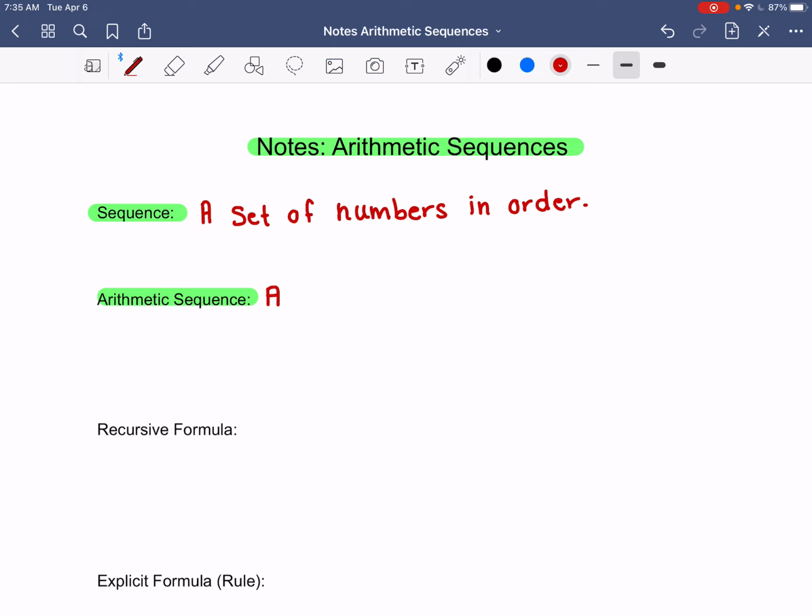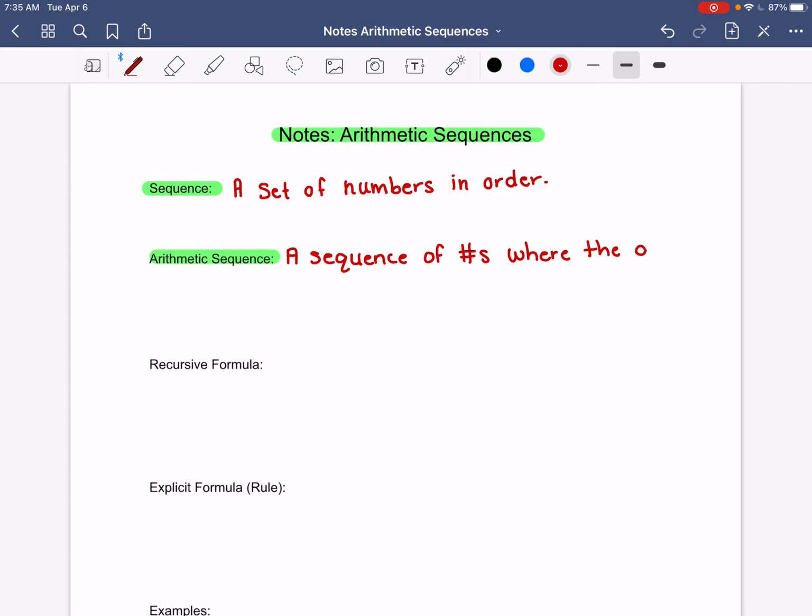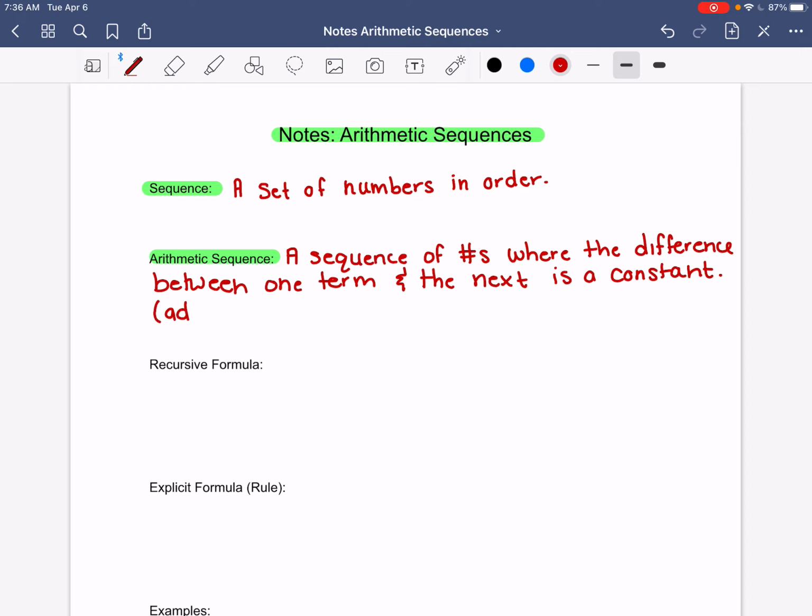So it's just a sequence of numbers where the difference between one term and the next is a constant. So basically, you add the same number over and over again.